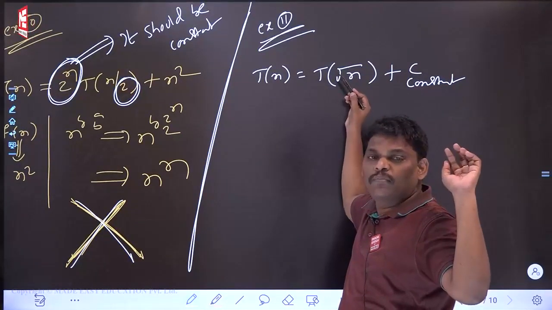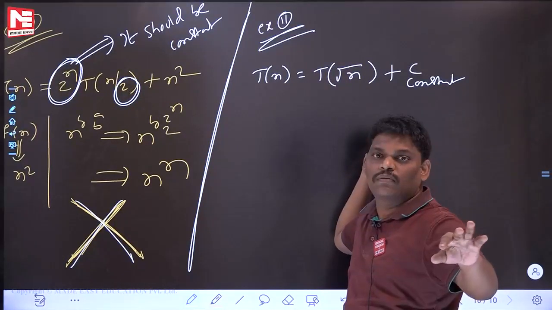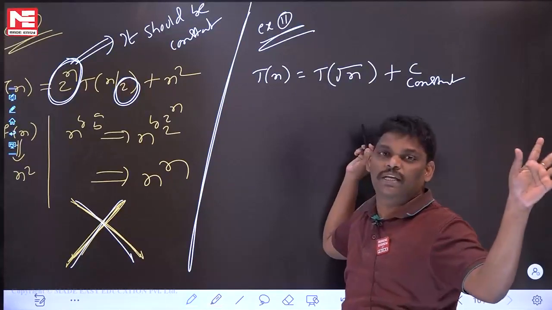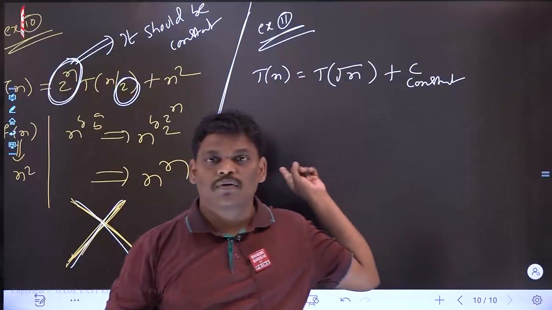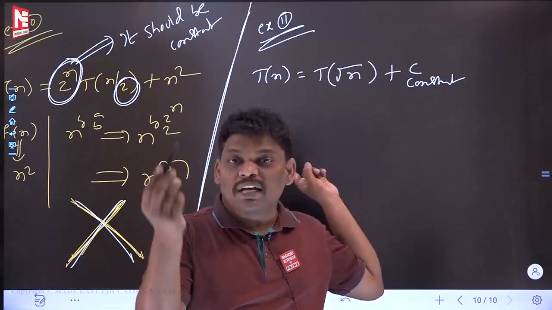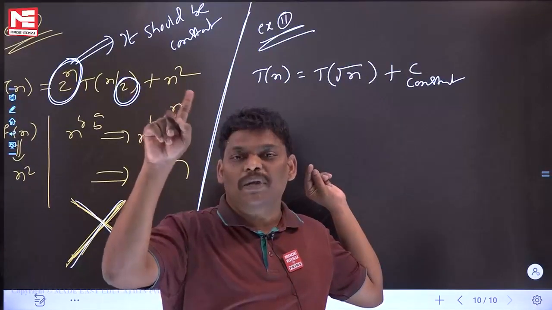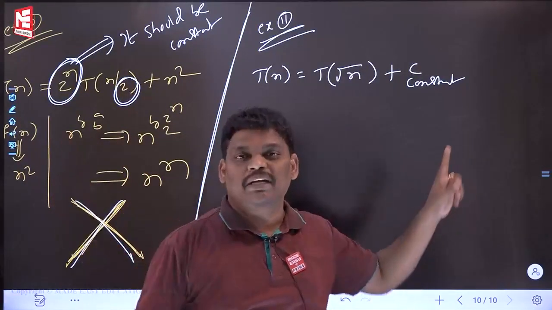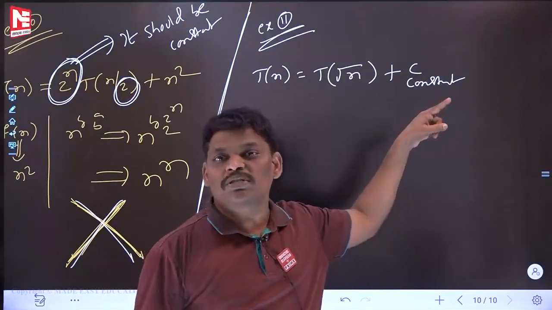Please be careful. Master theorem is not applicable for minus or plus, only for division. This recurrence, if I want to solve using master theorem, master theorem says A T(n/B) plus f(n) format should be there, but it is not there in that format. So if I want to solve this one way is going to be substitution method.